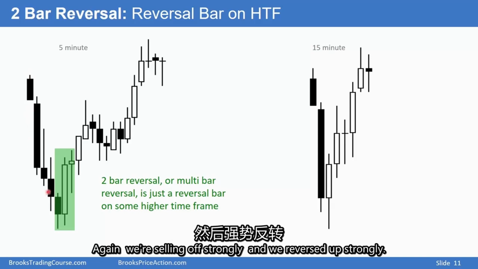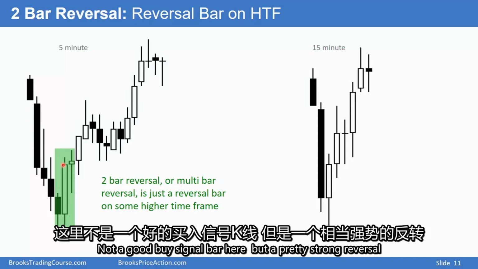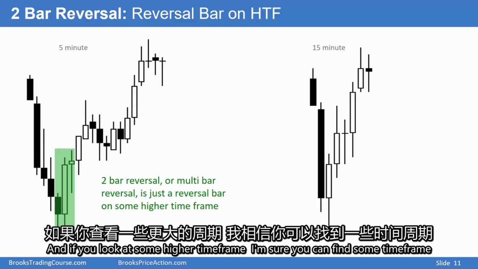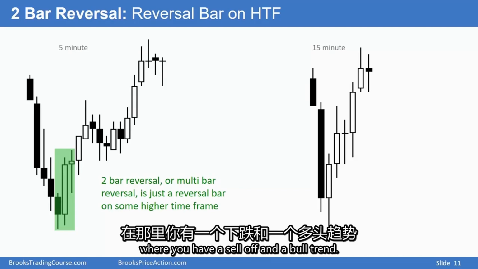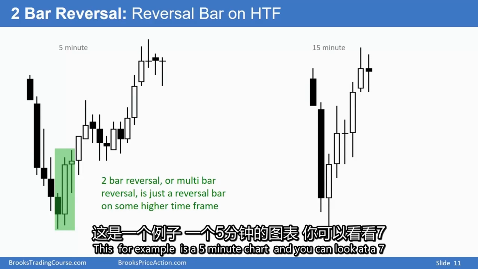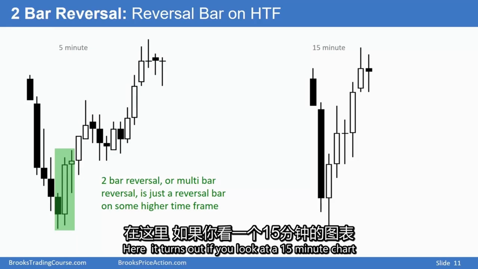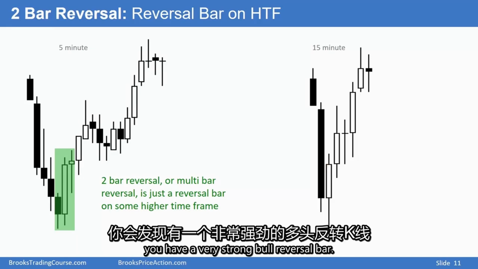Again, we're selling off strongly, and we reversed up strongly. Not a good buy signal bar here, but a pretty strong reversal. This bull trend bar is a reversal. And if you look at some higher time frame, I'm sure you can find some time frame where we have a sell-off and a bull trend. It creates a perfect reversal. This, for example, is a 5-minute chart, and you can look at a 7, 8, 9, 10, 11, 12, 13, 14, 15-minute chart. Here, it turns out, if you look at a 15-minute chart, you have a very strong bull reversal bar.